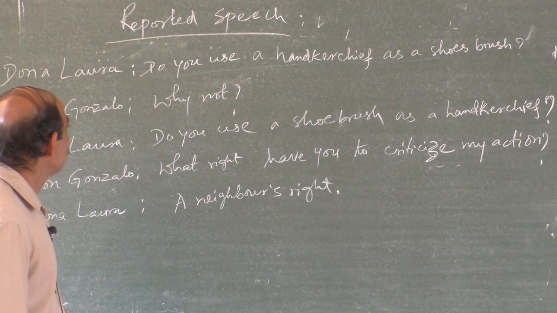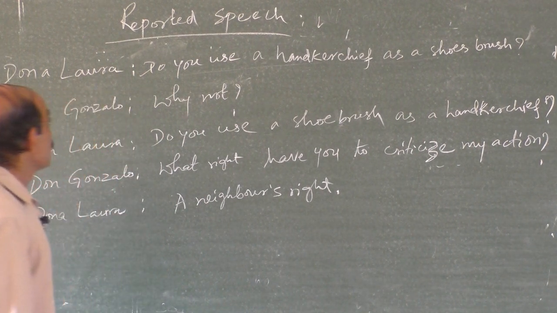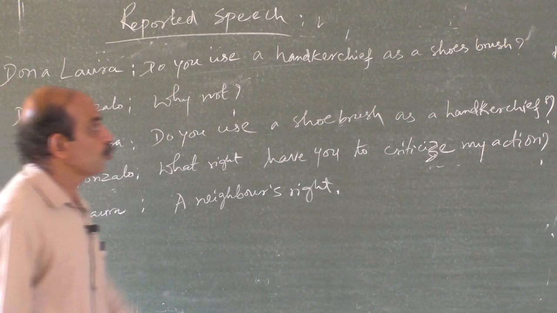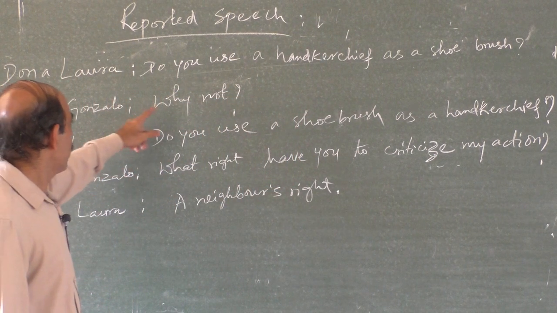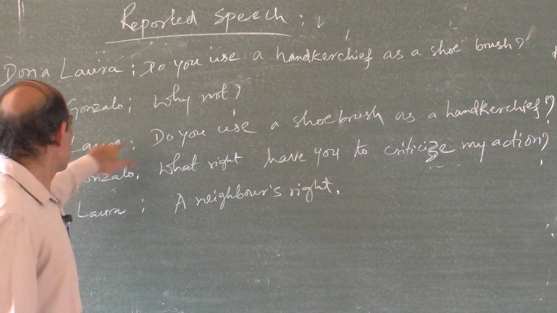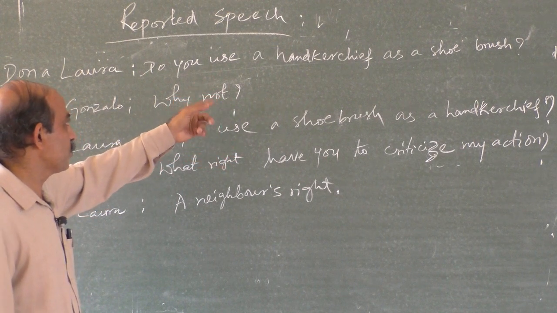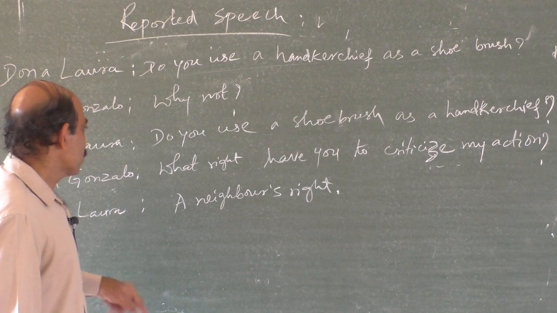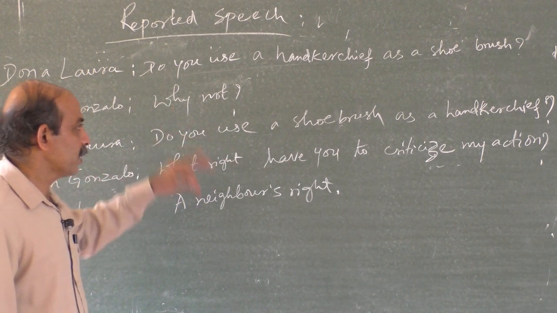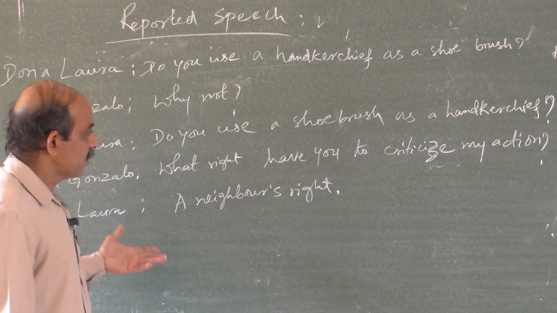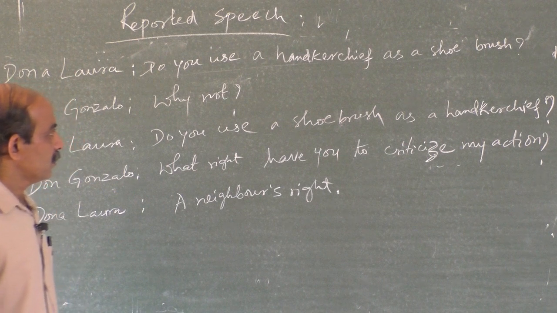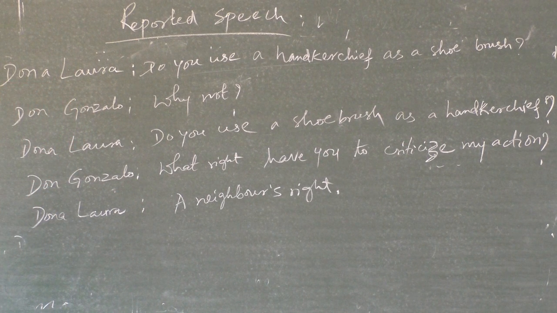Look at the sentences once again. First one, do you use a handkerchief as a shoe brush? Yes or no question. Second one, why not? Once again, double H question. Third one, do you use a shoe brush as a handkerchief? The vice versa, the other way, what Laura has said. Yes or no question. Gonzalo, what right have you to criticize my action? Once again, double H word begins with the double H word, double H question, and then Laura, a neighbor's right, a statement it is. So think of the very types of sentences, and then once again change the same into indirect speech. Now Laura asks Gonzalo, then Gonzalo of course responds, or he also asks questions.